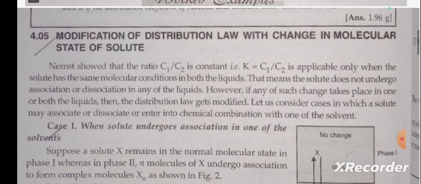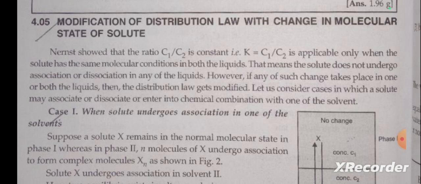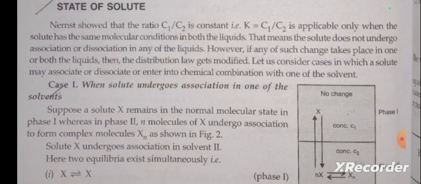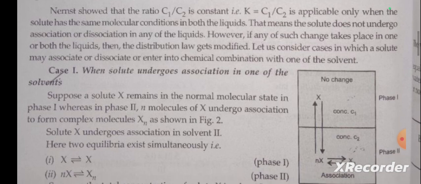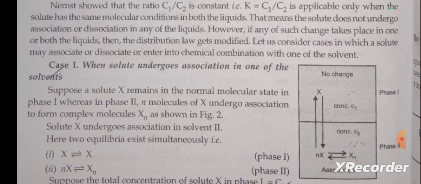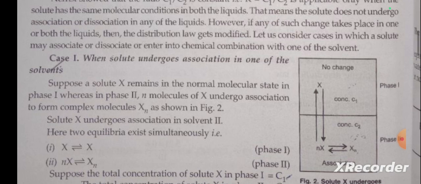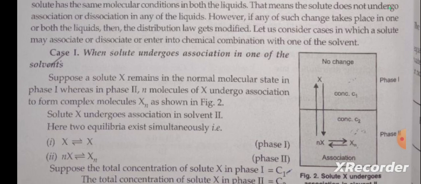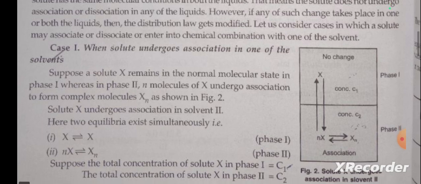Modification of distribution law with a change in molecular state of solute. Nernst showed that the ratio C1 by C2 is constant. K equals C1 by C2 is applicable only when the solute has the same molecular condition in both the liquids. That means the solute does not undergo association or dissociation in any of the liquids. However, if any change takes place in one or both of the liquids, then the distribution law gets modified.